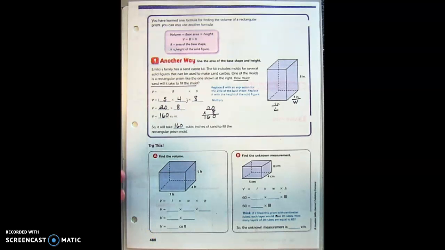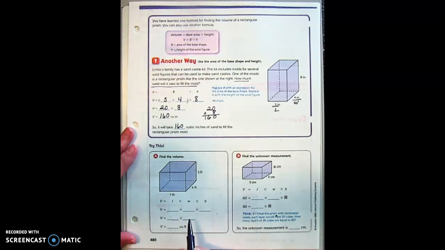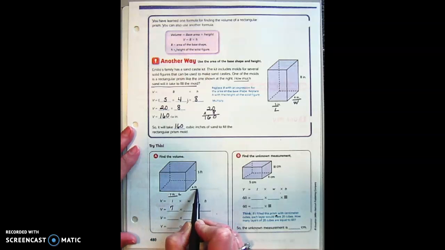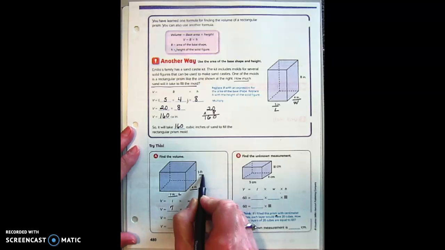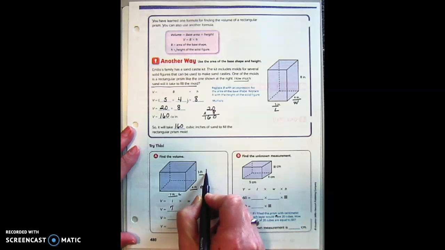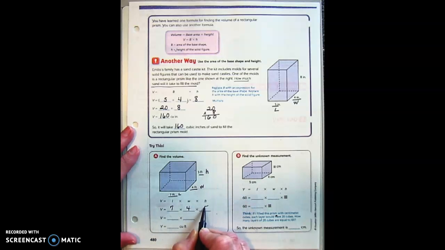Okay, we're going to go on down here to the try this. And again, we're going to find the volume of this prism by using the formula length times width times height. When you get a little older, these formulas will be very helpful to you. So this is the length, so it's 7. This is the height, or the width, so that's 4. And this is the height, so it is 5.